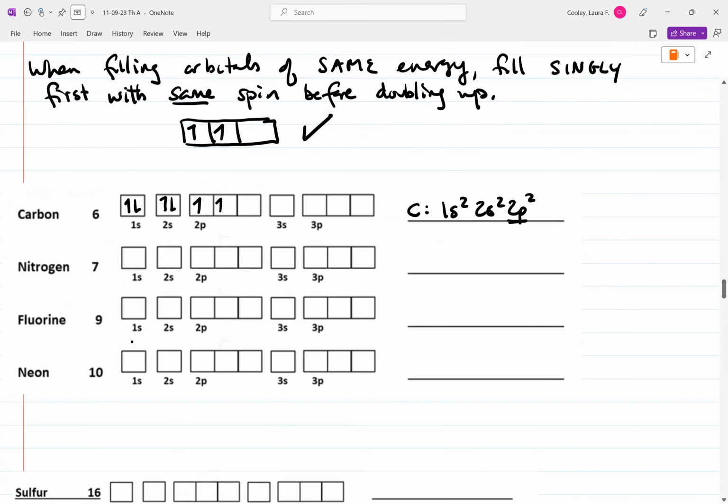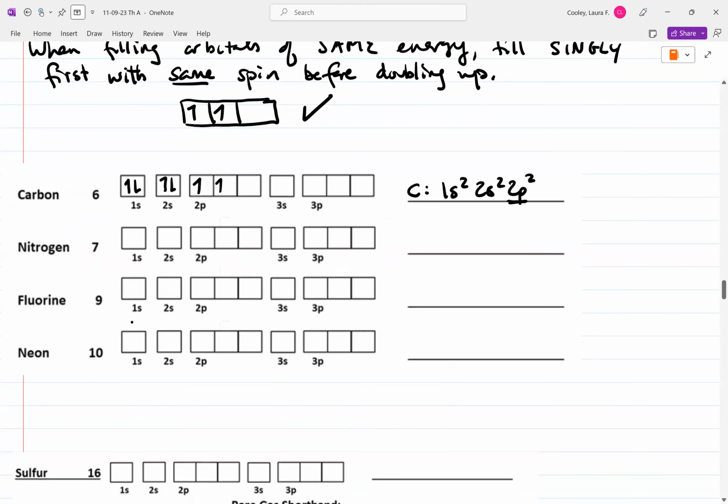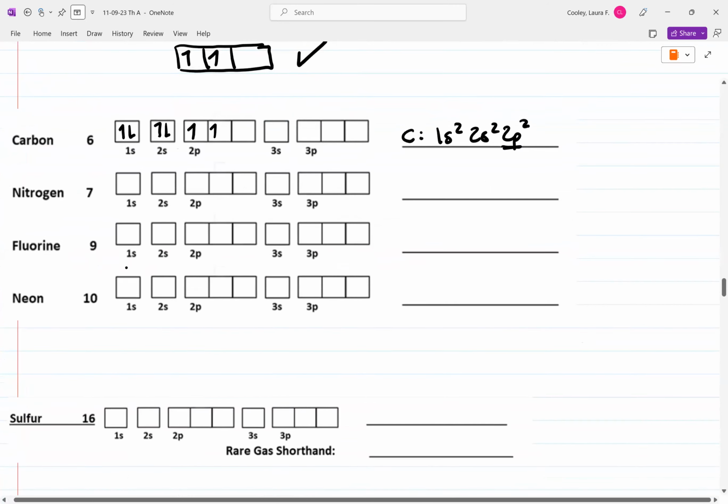So I'd like you to do the rest in this group up to neon. Then I'm going to talk to you a little bit about a shorthand notation with sulfur and beyond. So try doing those.